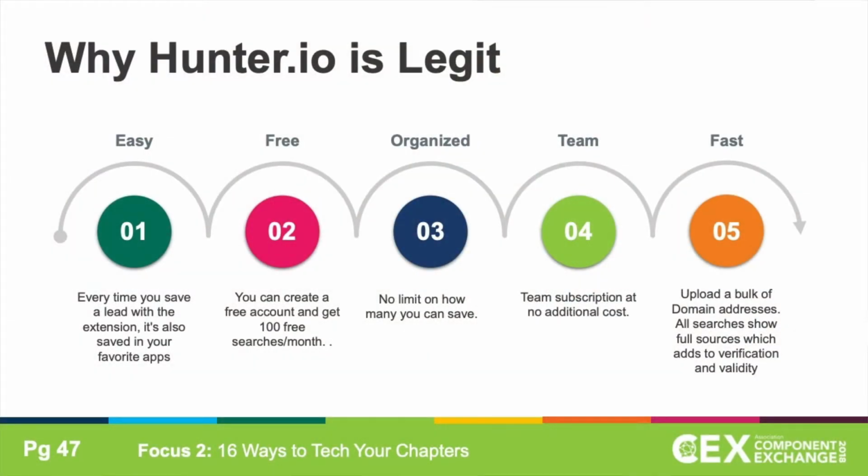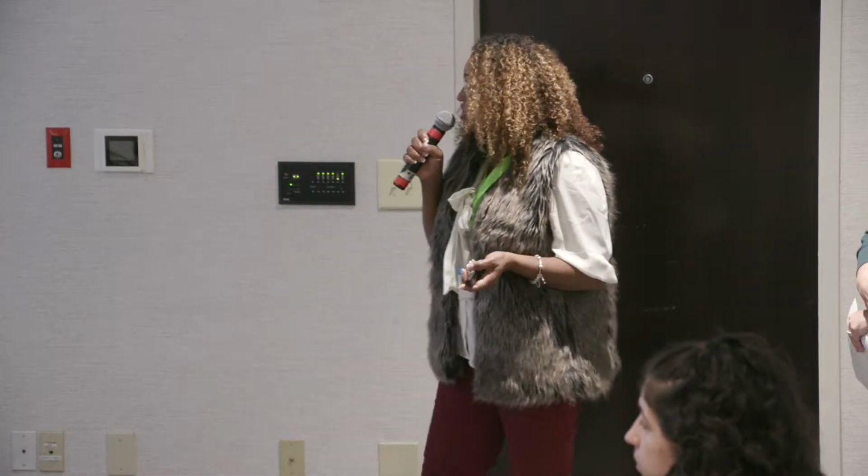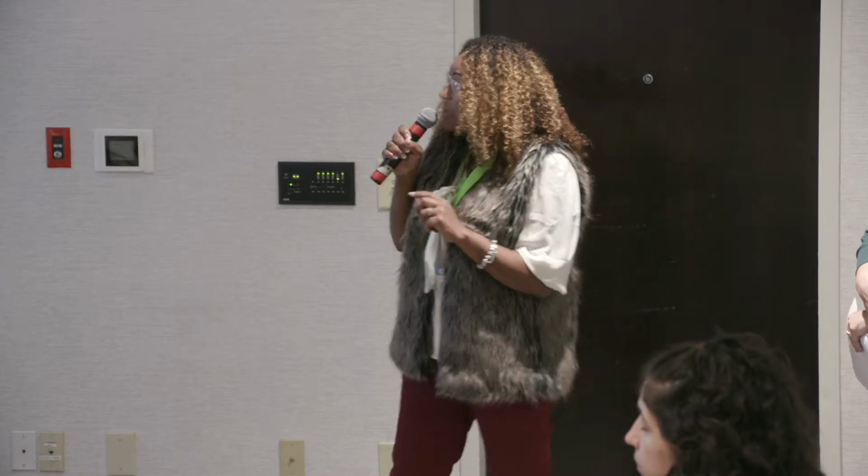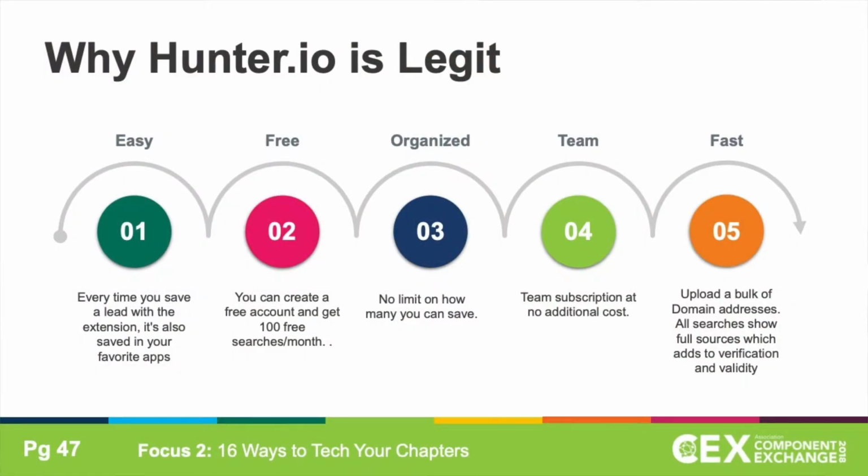So Hunter's easy is my number one easy thing because chapter leaders don't have a lot of time, so they want ease of use. Anyone can do this. You don't have to be tech savvy. Again, it's free. You can create a free account and you can do searches, about 100 per month. It's incredibly organized because they allow you to download, upload, you can sort, all the functions of really an Excel spreadsheet. Team subscription at no additional cost. Right? So I could purchase this and I allow my chapters to use it for free, or vice versa. Chapters can purchase it and they can allow their other affiliates to use it for free.